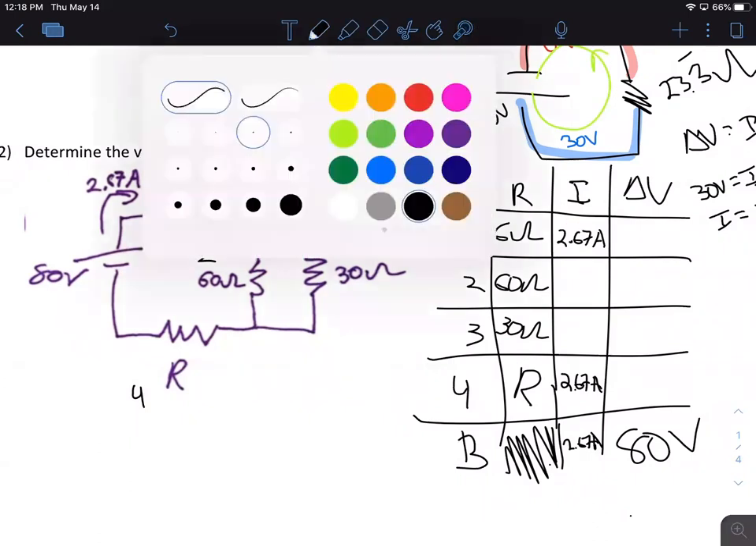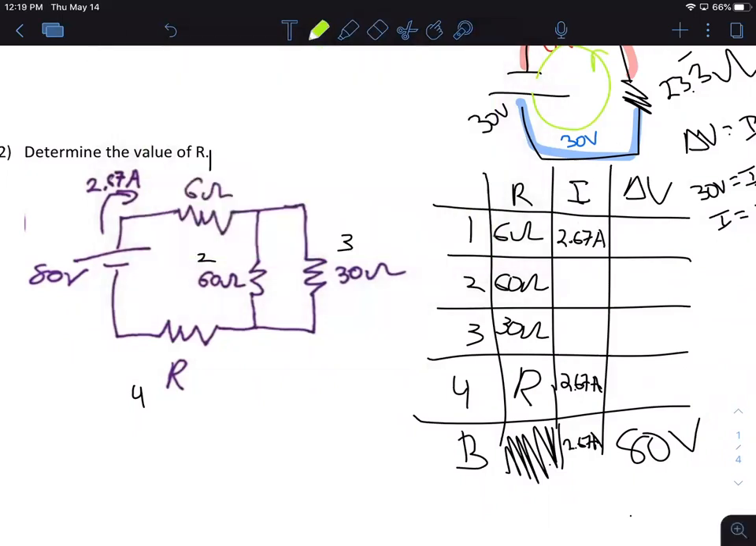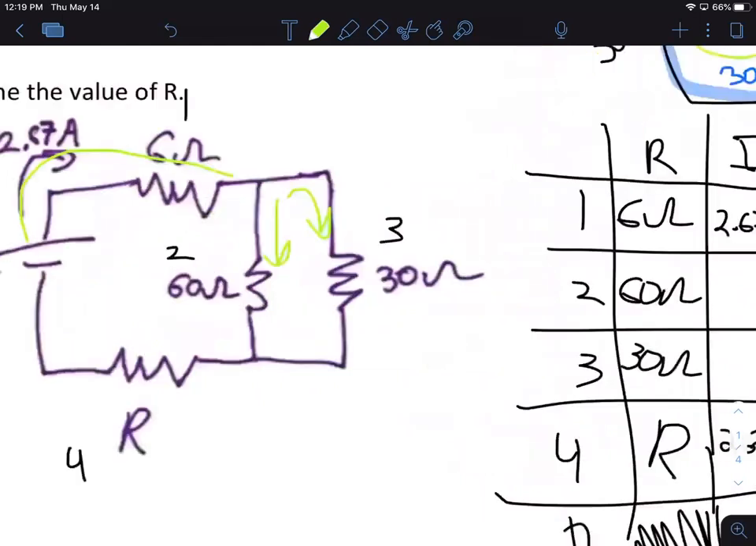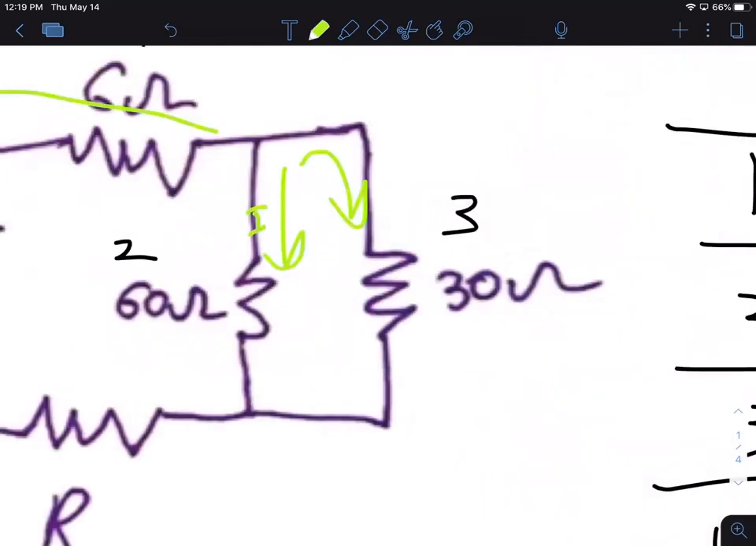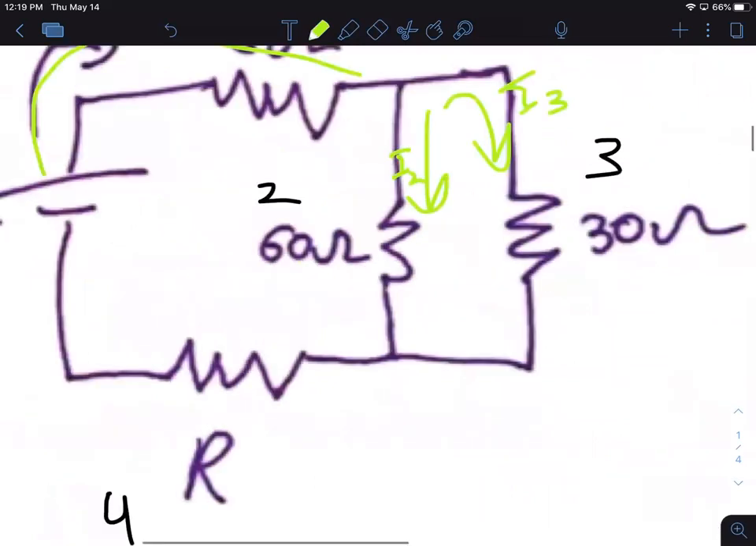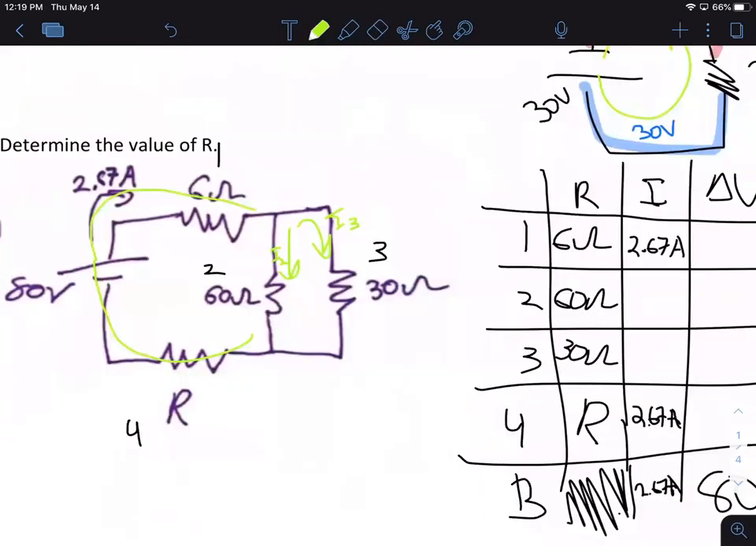Some other things I'm going to do: draw this current going like that. It's splitting up here into the current through the second resistor and the current through the third resistor. And then it's coming back together to go back through the battery. So we can see the 6 ohm is getting the full current. These are not getting the full current, so I cannot fill that out just yet.